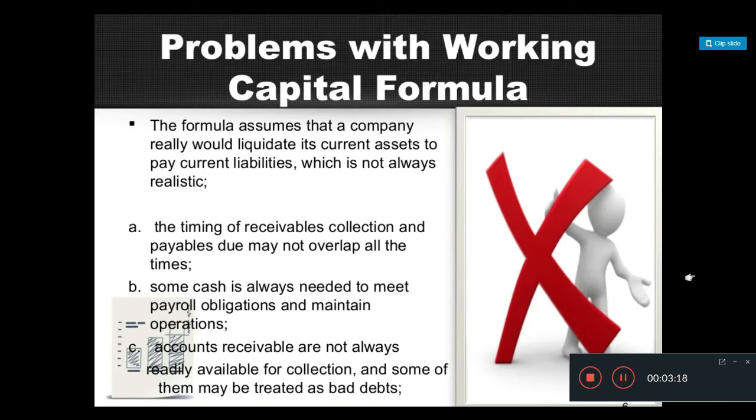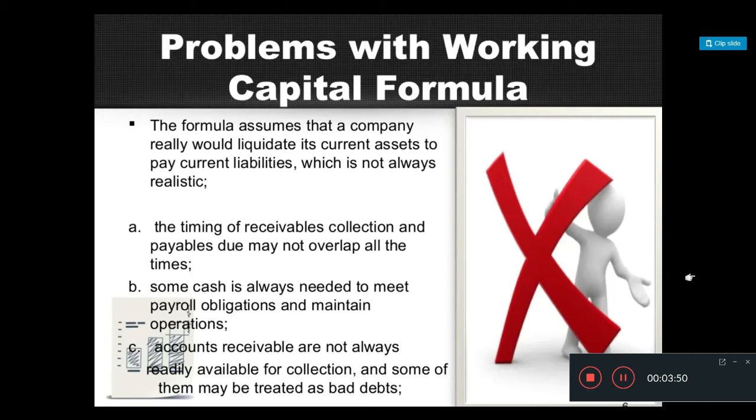Problems with the working capital formula. The formula assumes that a company would liquidate its current assets to pay current liabilities, which is not always realistic, right? The timing of receivable collection and payable dues may not overlap all the time. Because the payable dues have a fixed date on which the organization has to make the payment, but receivable is not correlated with a date. It may come today, it may come tomorrow as well.